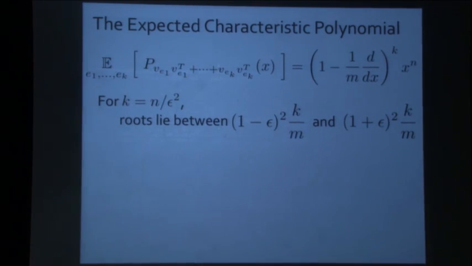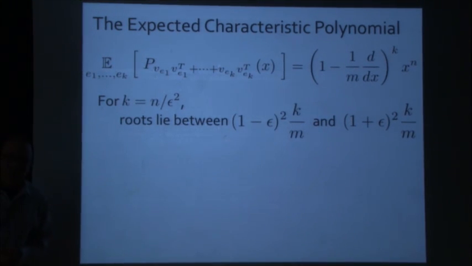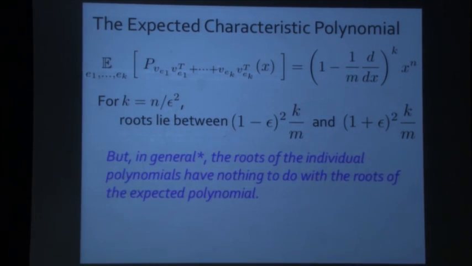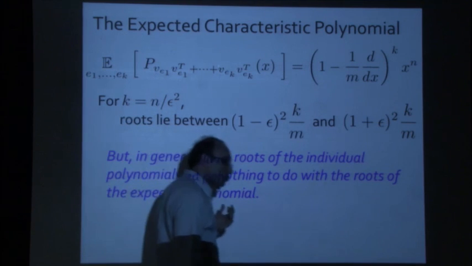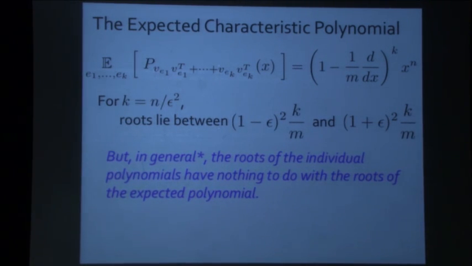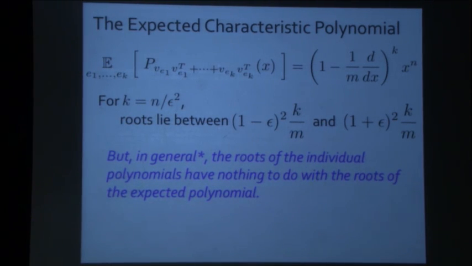There's only one problem with using what I've told you for our analysis so far. I've told you something about the expected characteristic polynomial, and unfortunately, in general, that doesn't buy you anything. Usually, if I tell you about the expected characteristic polynomial and its roots, that has nothing to do with the roots of the actual polynomials that are in that expectation. Just because the expected polynomial has roots exactly meeting the bounds that I want, it doesn't mean that there's any particular realization or choice of vectors that does.